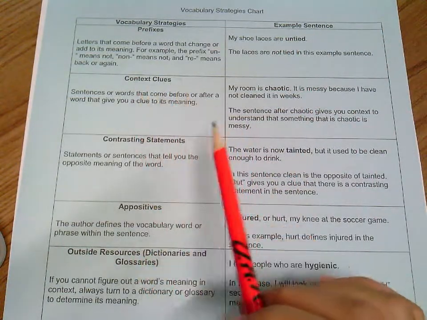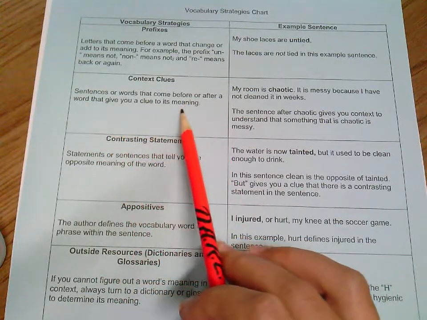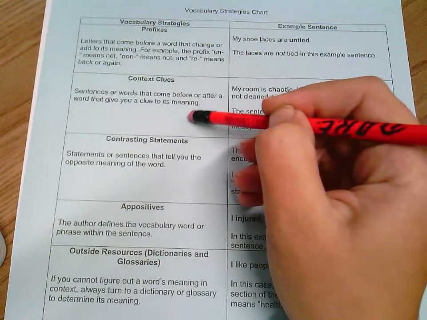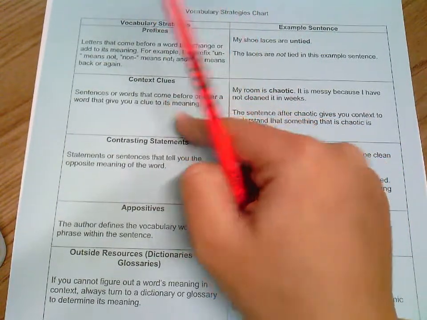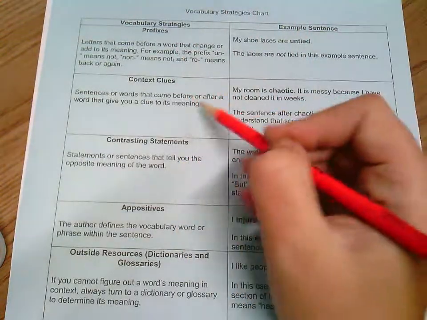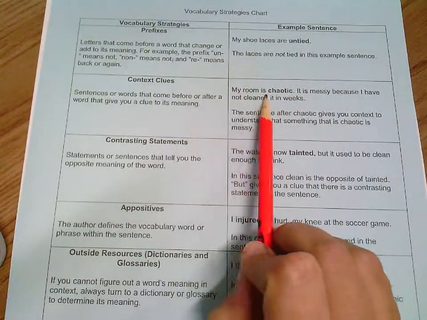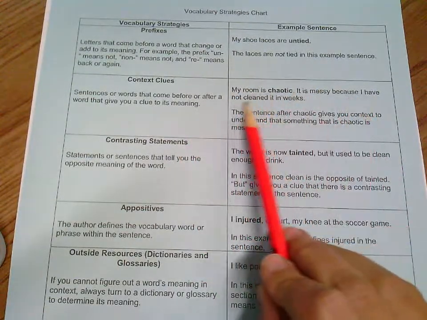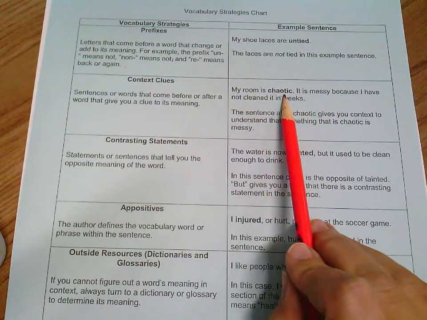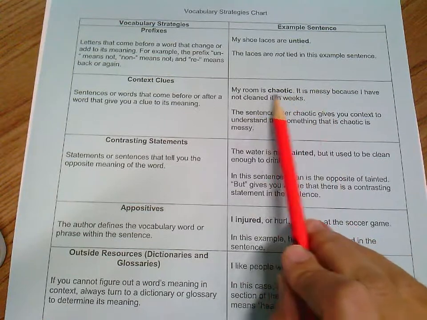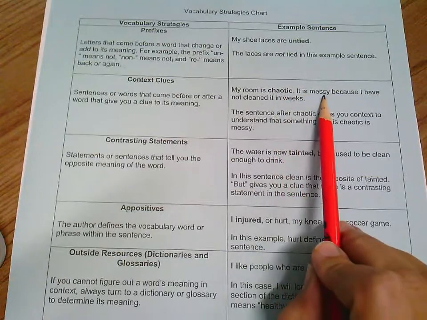You can also use context clues. Context clues are words that come before or after a word that give you a clue to its meaning. I'm going to say this is probably the number one method you're going to have to learn how to use when reading, because usually authors will give you clues around the word to tell you what it means. So for example, my room is chaotic. It is messy because I have not cleaned it in weeks. So it's saying my room is chaotic, it is messy. So the author says that it's not only chaotic, it's messy. So you can probably say that chaotic means messy or kind of crazy.